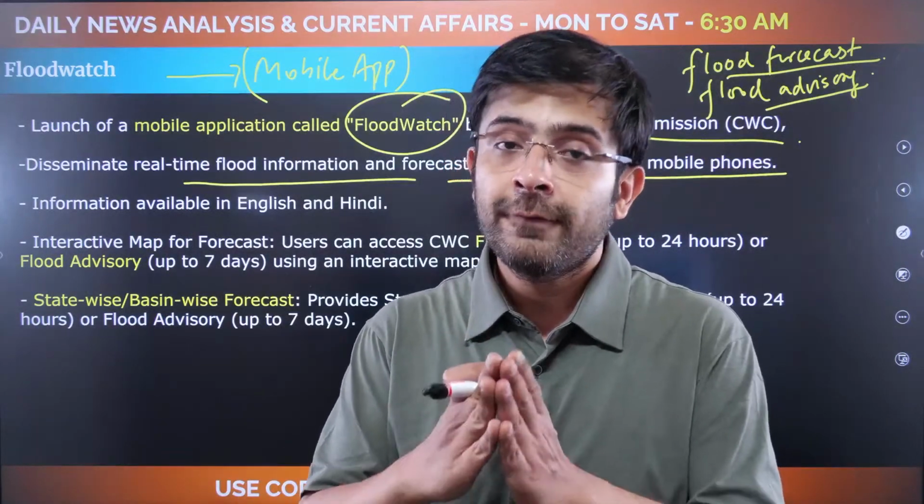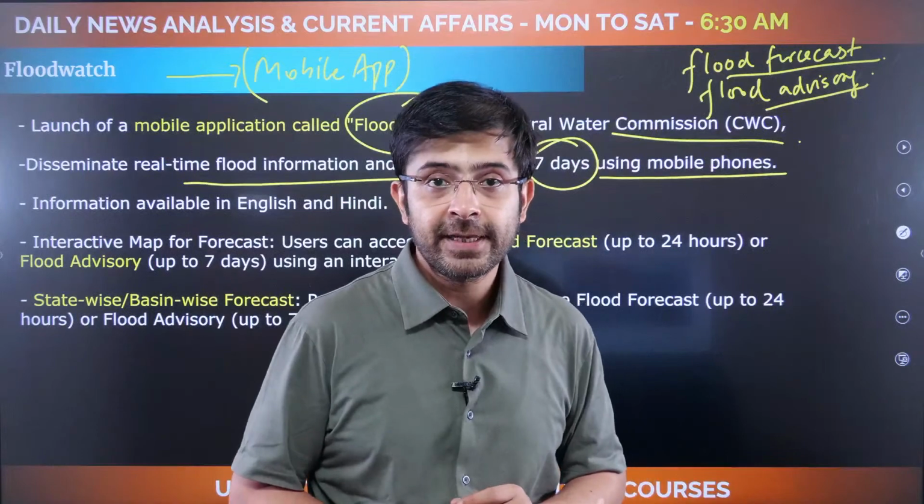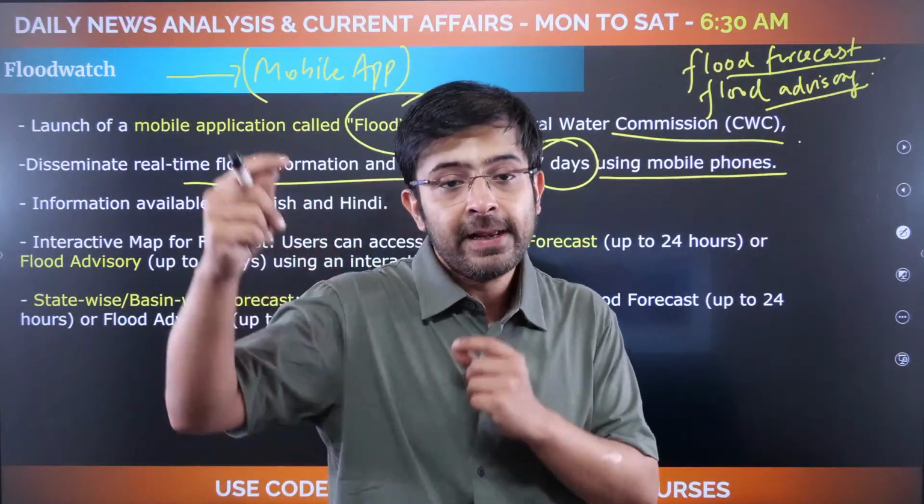However, the forecast will exclusively give you real-time information about the type of precipitation that is going to happen, say about the type of water release that is going to happen. All of that will be a part of the flood forecast. Make sure that you understand that the flood forecast is the short-term advice that is given, whereas the flood advisory is the long-term. Correct?